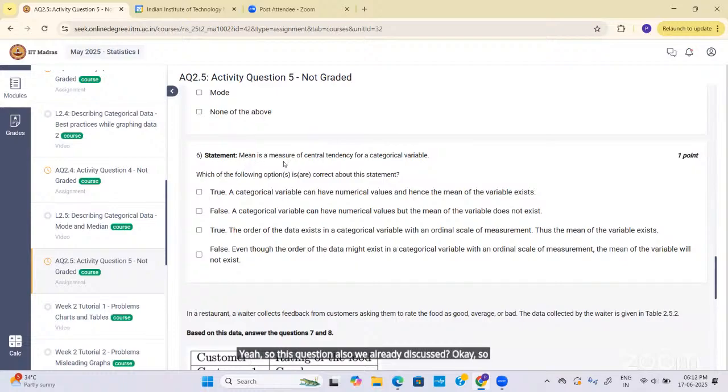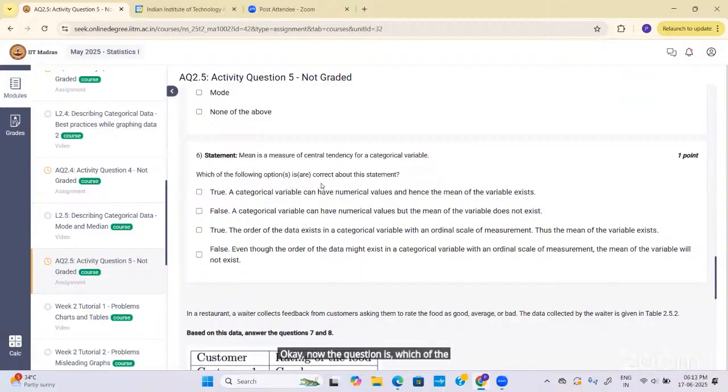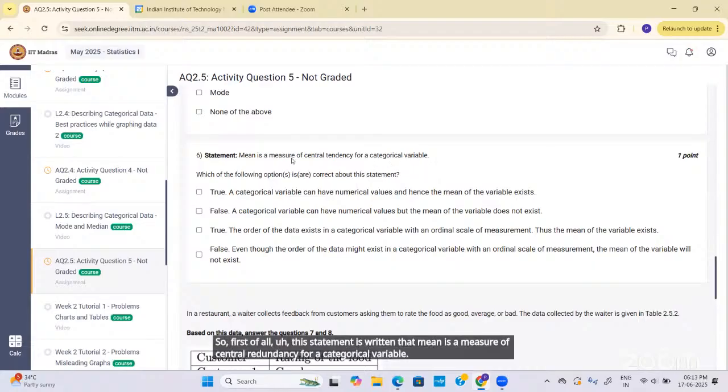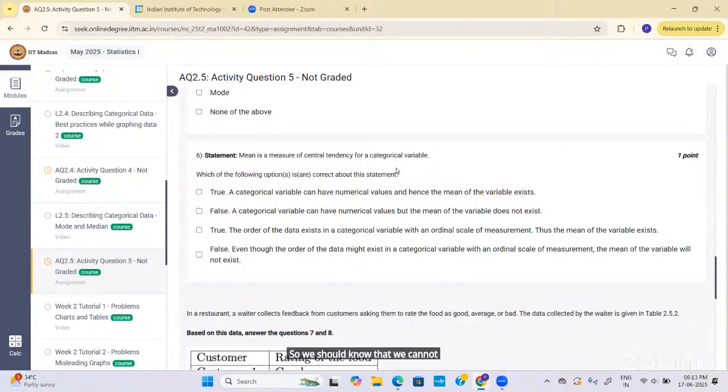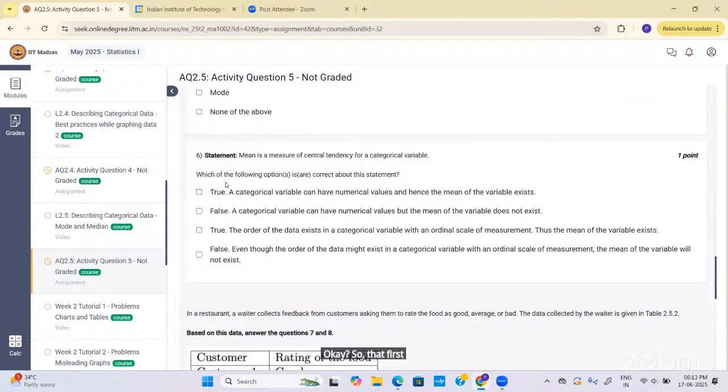The statement is: mean is a measure of central tendency for a categorical variable. Now the question is which of the following options are correct about this statement? First of all, we should know that we cannot calculate the mean for a categorical variable. We can calculate the mean for numerical variables only. So the statement is actually wrong. The first option says the statement is true, so it will not be correct.